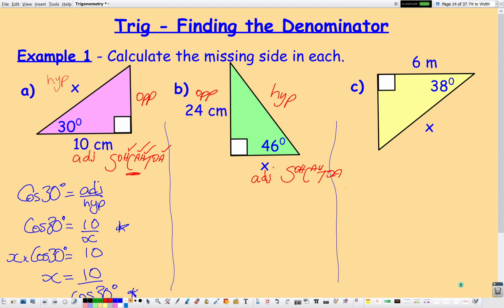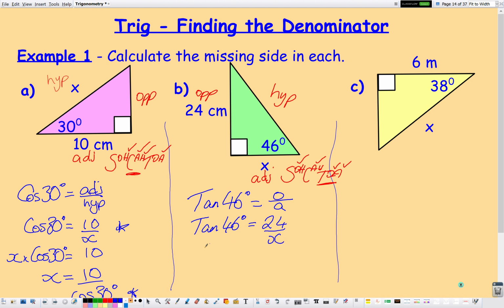This time we don't have any information about the hypotenuse. We've got the opposite and adjacent, so we are going to be using tan. So it is the tangent of 46 degrees, and that is equal to O over A. So the tan of 46 is equal to the opposite side, 24, over x.